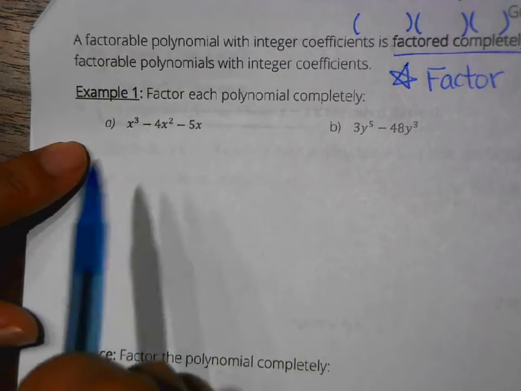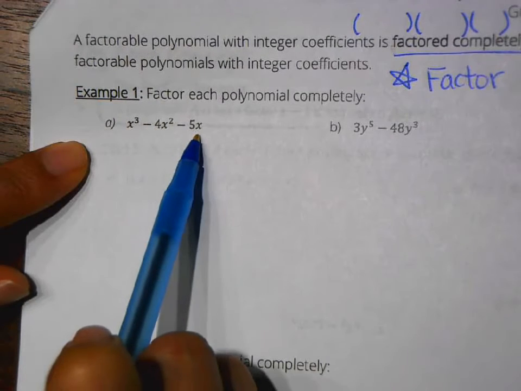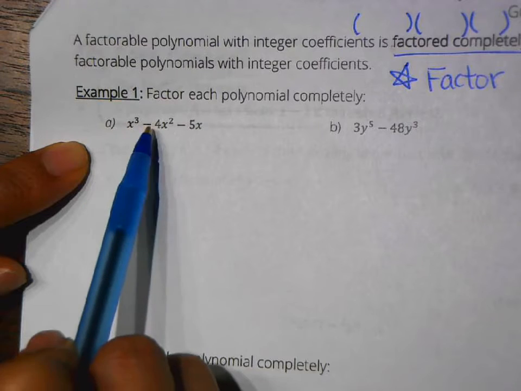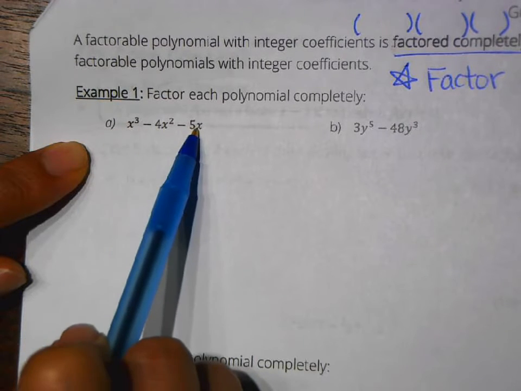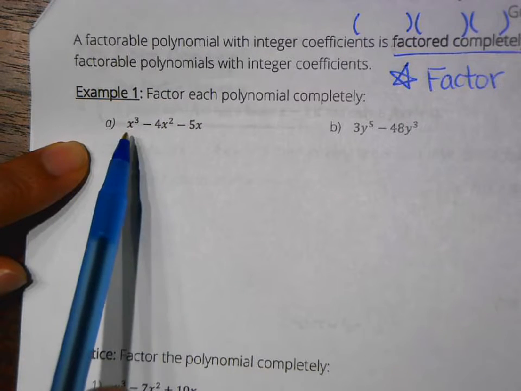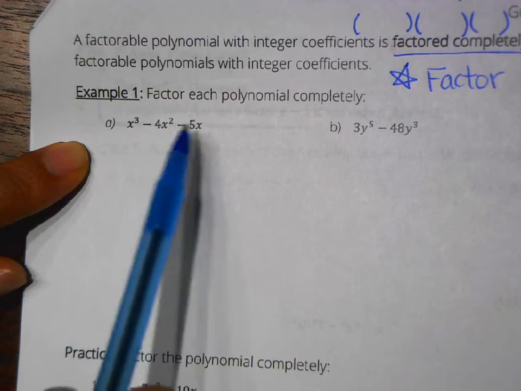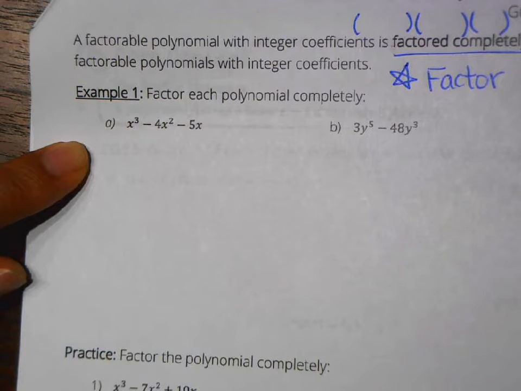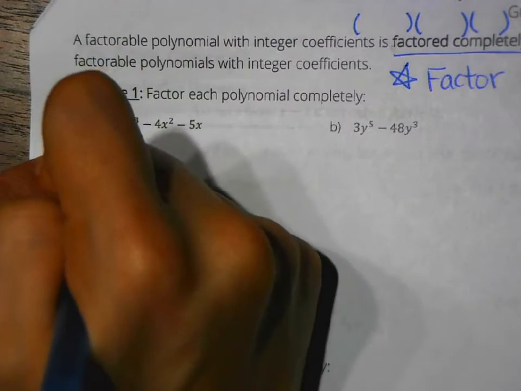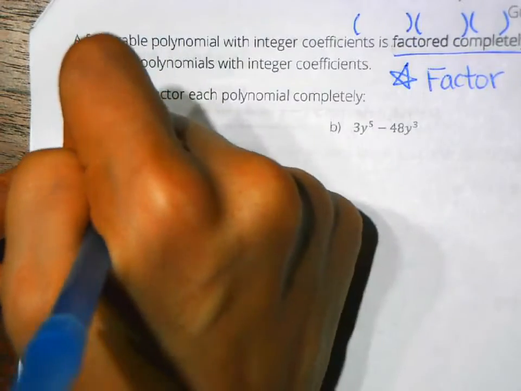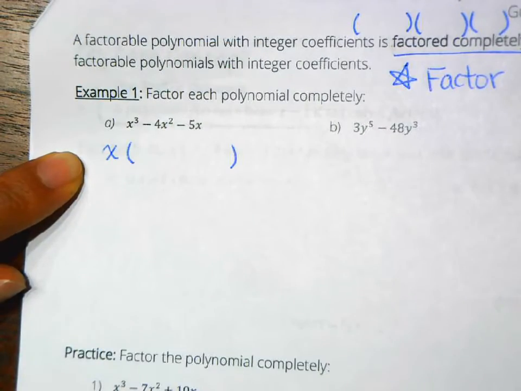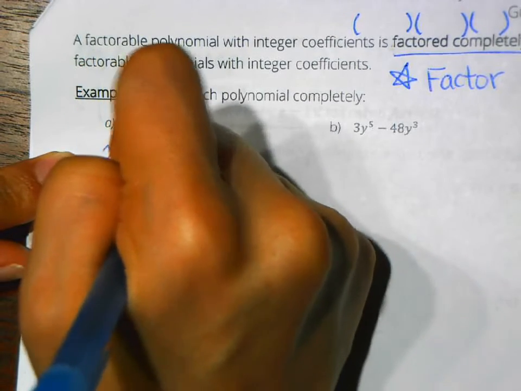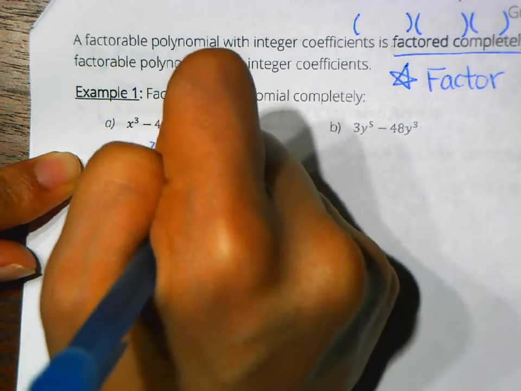I have x cubed minus 4x squared minus 5x. The coefficients are 1, 4, and 5. There's no greatest common factor on that. But if you look at your variable, that's x cubed, x squared, and an x. You have 3 x's, 2 x's, and 1 x. They all have 1 x in common. So I'm going to factor out a greatest common factor of x. That means divide it out. That leaves me with x squared minus 4x minus 5.